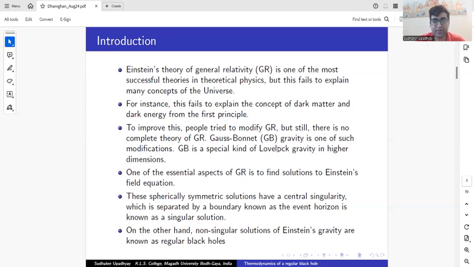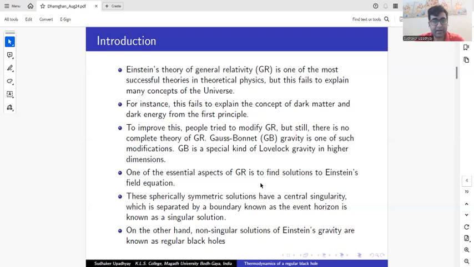In this connection, a modification of GR by higher derivative terms is called Lovelock gravity. And Gauss-Bonnet gravity is one special case of Lovelock gravity, which modifies GR. The essential aspect of GR is to find solutions of the Einstein field equations. So there exist various solutions of GR.